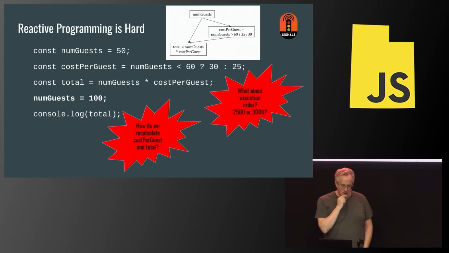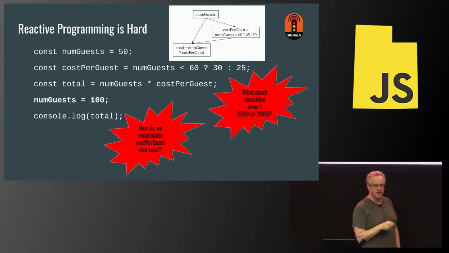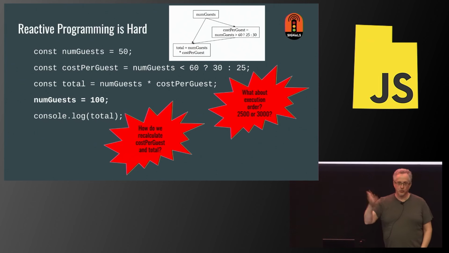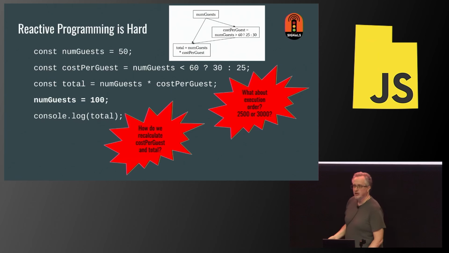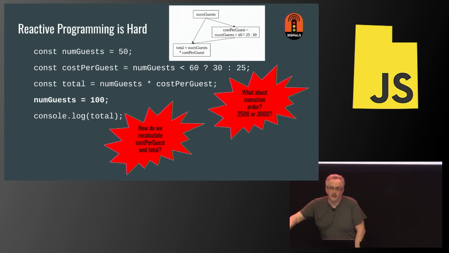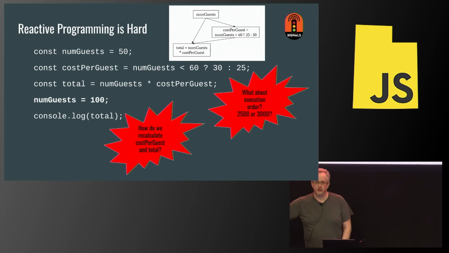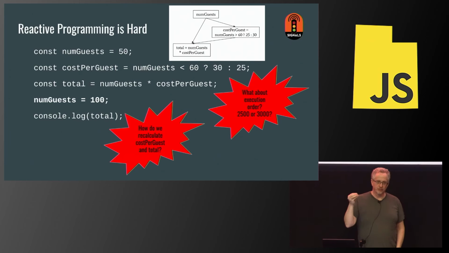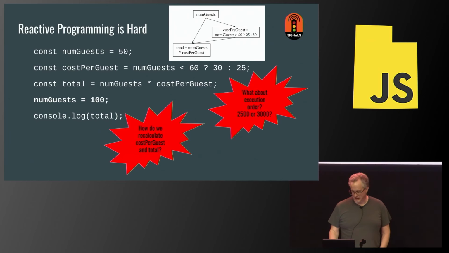And more tricky, how do we know what order to recalculate these things? We could just recalculate total. Oh, num guests changed. Let's recalculate our total. We'll keep our cost per guest, and so we're going to get 3,000, and that's the wrong number because it's not taking into account our discount. And so some systems will do that, and they'll calculate that first, and then they'll realize, oh wait, cost per guest changed, and then they'll recalculate, and we'll see the wrong value for just a blip on the screen until the right value comes in, and our users are annoyed by what we call a glitch. We want to avoid that. We want to be able to figure out what calculations need to happen.